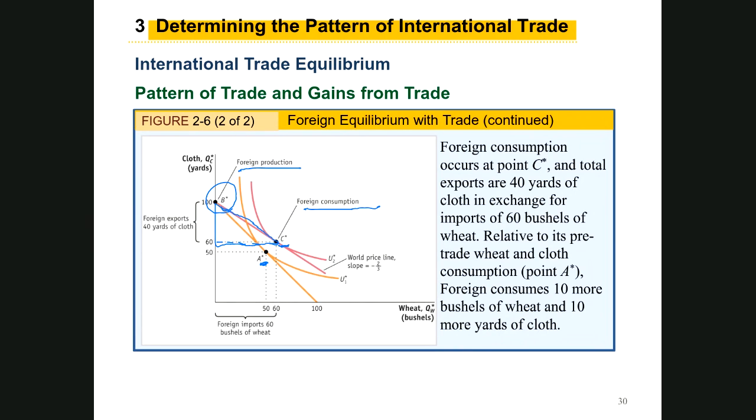You export because you produce more than you consume in terms of the clothes, right? And the foreign country produces 0 bushels of the wheat. So foreign countries import 60 bushels of the wheat. Okay, and once again, the foreign country has the gain from trade because the utility is increased from U1 star to U2 star.